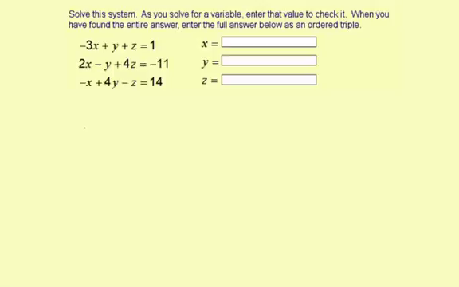Solve this system. As you solve for a variable, enter that value to check it. When you have found the entire answer, enter the full answer below as an ordered triple. So let's take a look at the system right here.